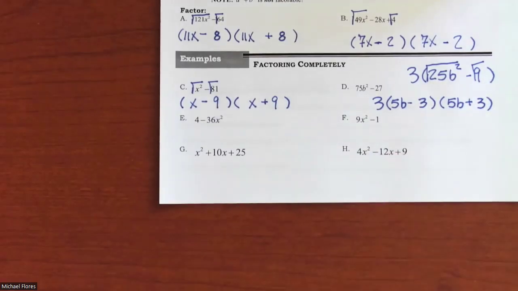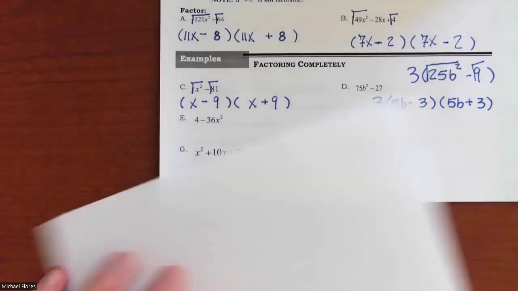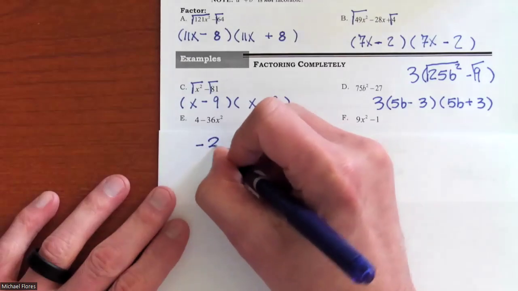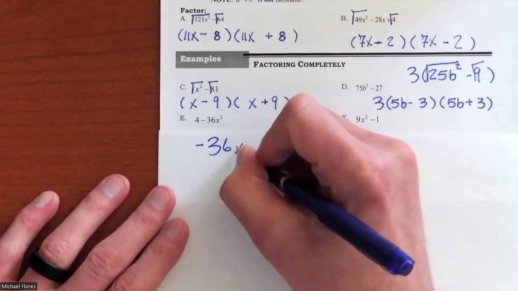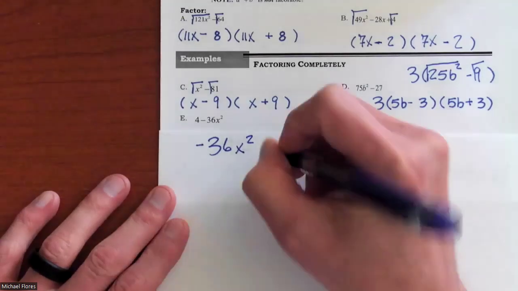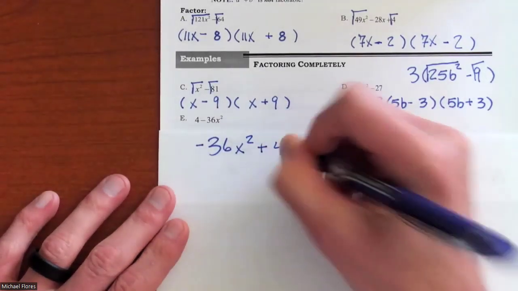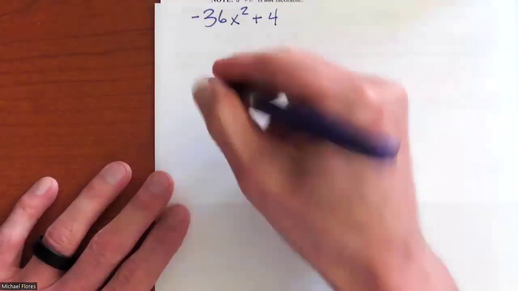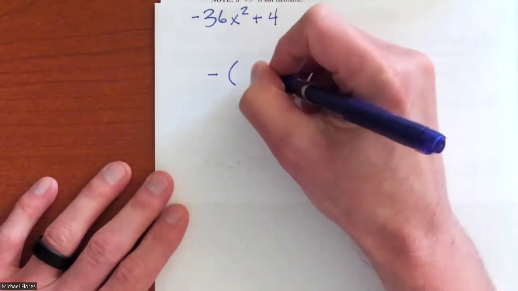Looking at example E, they do not have that set up in the correct order, so let's rearrange it. Term A first. There is no term B. Then we go with term C. Remember, if your leading coefficient is negative, you need to factor out the negative.